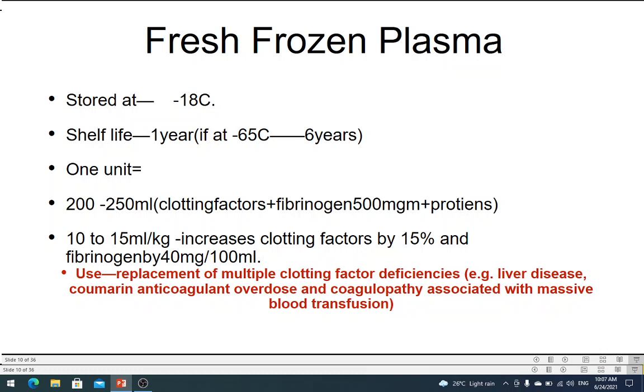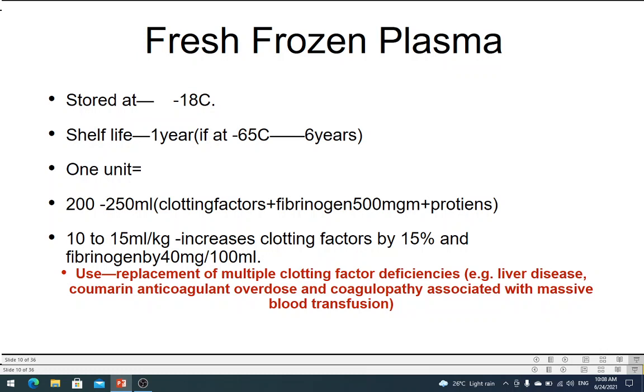So you can use it for replacing any of these things: clotting factors, fibrinogen, or even proteins like albumin. As an albumin substitute, you can use it. But the problem is 200 to 250 ml is the maximum that you get from 1 unit of whole blood. So just imagine how much blood you will require to bring up the albumin by 1 gram in a patient. You require a large quantity. So that is the problem.